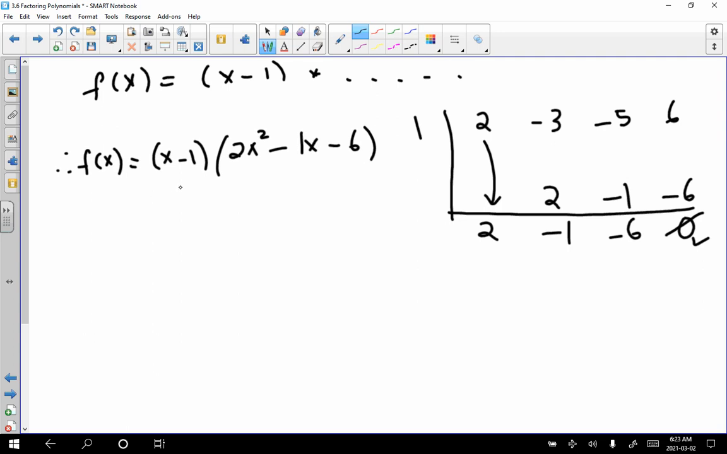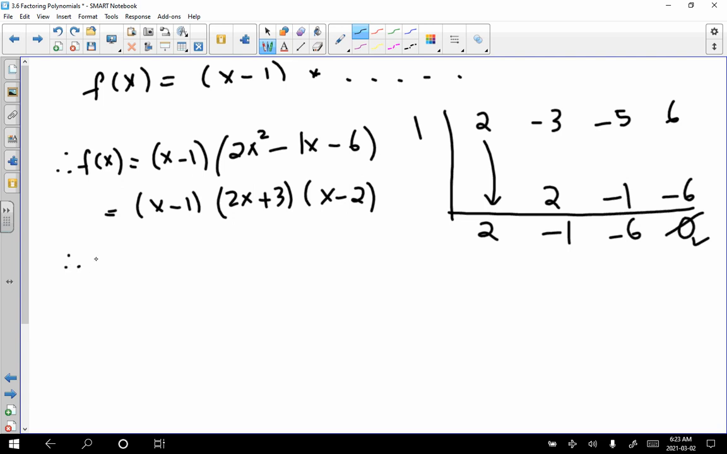And we need to factor this. So if you factor this, you probably need to find a product of -12 and a sum of -1, and you can factor by grouping. You're going to get x minus 1 times 2x plus 3 times x minus 2. I didn't show the factoring, but I'm just giving you the answer. You'd have to do the factoring to find these factors.